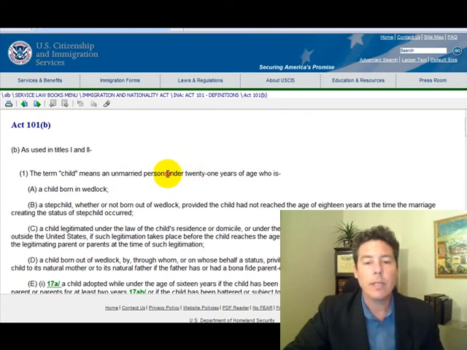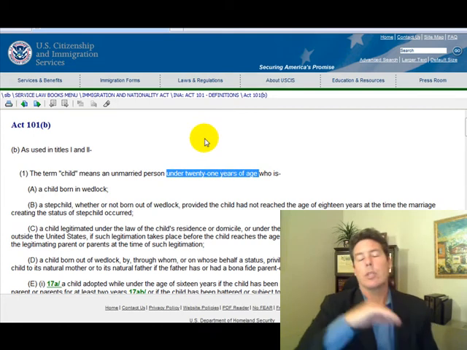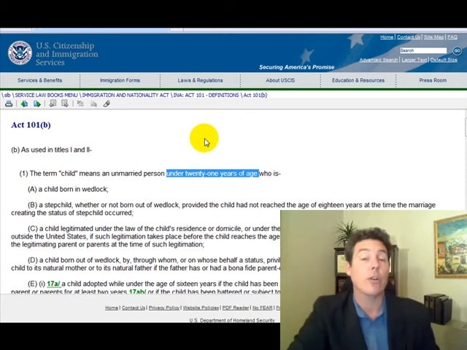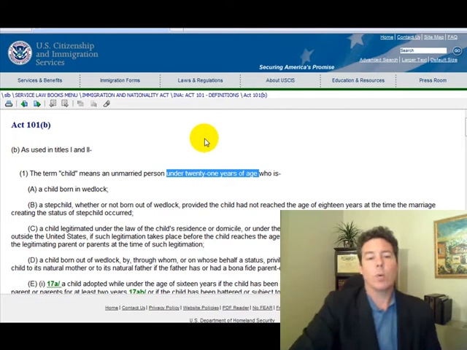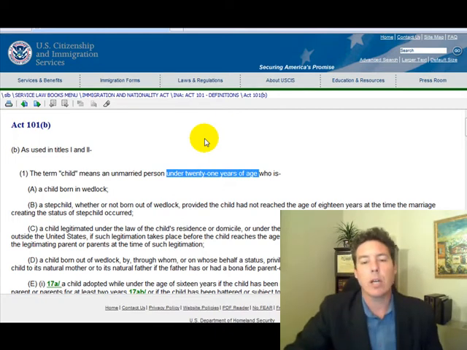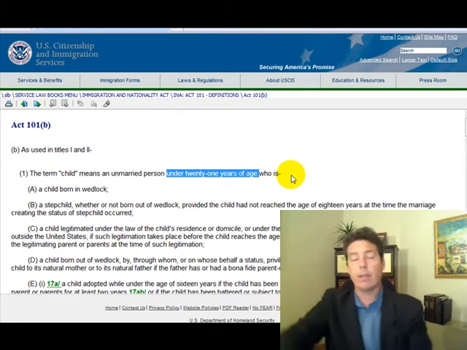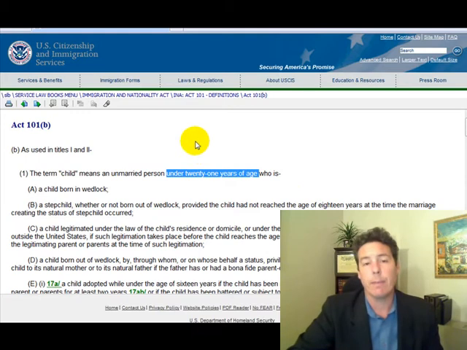Under 21 years of age. Okay, so the child is under 21. Now, over 21 is what they consider to be a son or daughter. So these are the words that they use. A child is an unmarried person under 21 years of age who is... Now, under 21 years of age, there's quite a bit of information on this issue too.